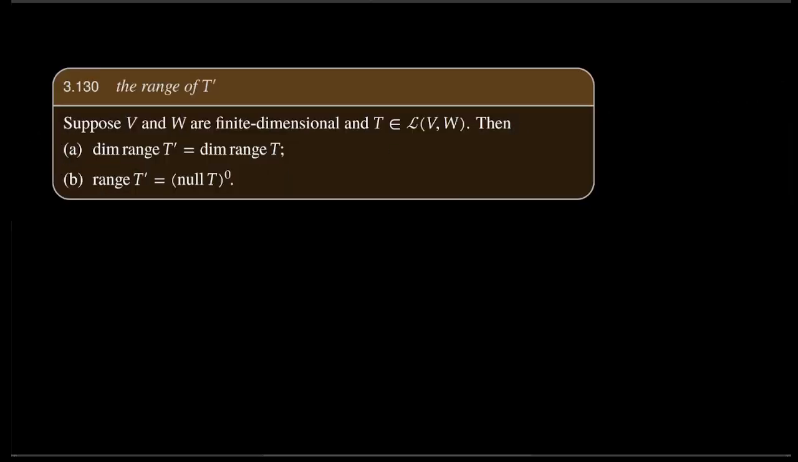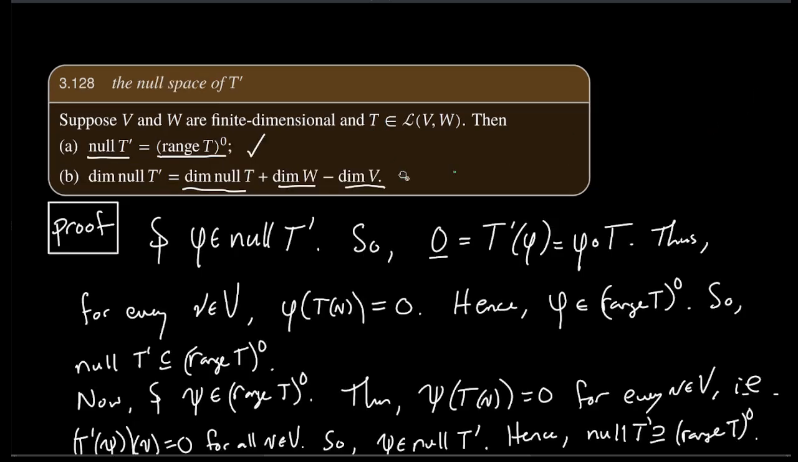Okay, so let's see what's going on. So we've got V and W finite dimensional again, T a linear map from V to W again. Here's what we're going to claim. We're going to claim that the range of T's dual is the annihilator of the null space of T. Do you see the nice symmetry?